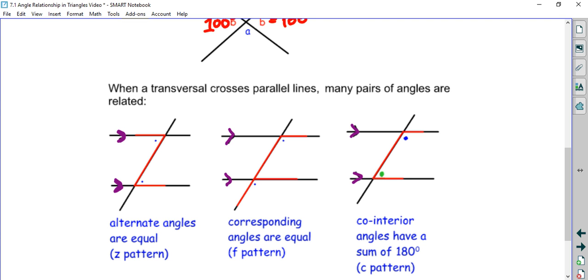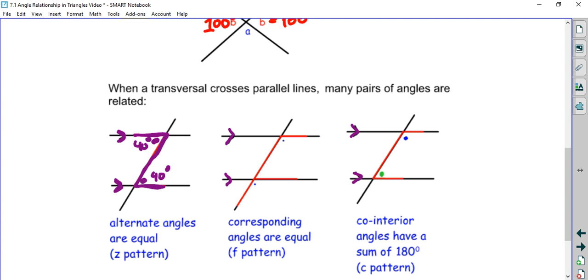So our first one is alternate angles. Alternate angles are these angles here, this one and this one. And the rule is that those two angles are the same in size. So if this one is 40 degrees, then the other one is going to be 40 degrees as well. This is also called a Z pattern, simply because it creates a little bit of a Z. So that is the alternate angles or Z pattern.